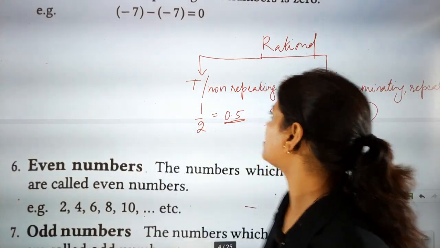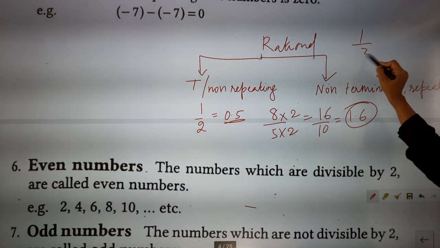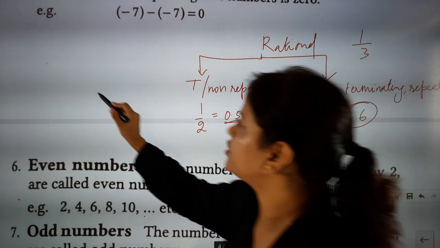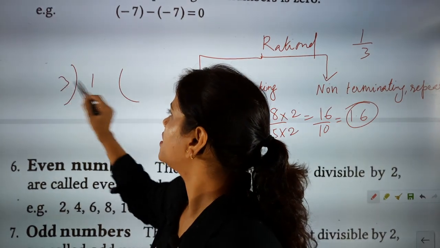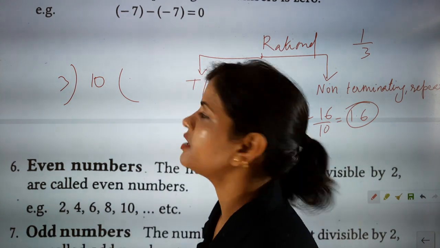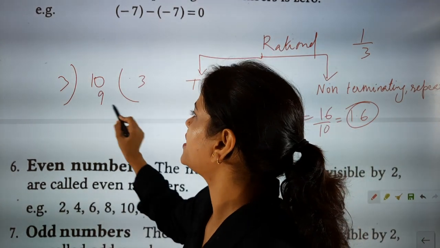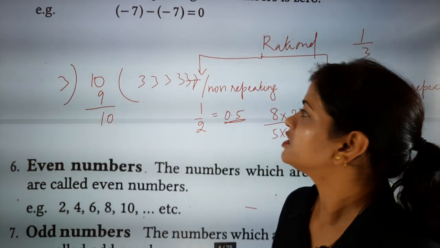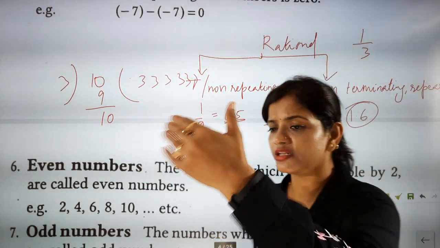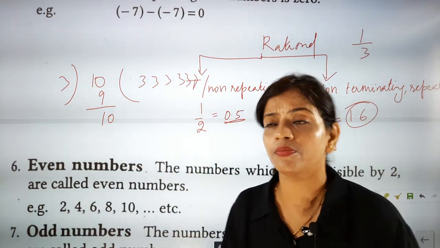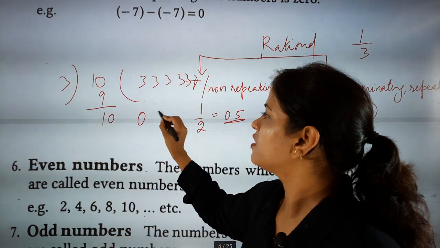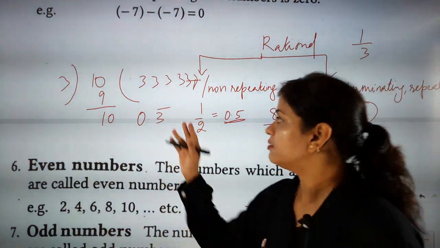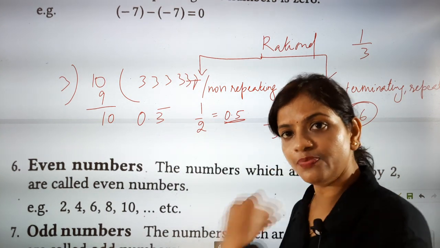But if somebody writes a number like 1 by 3, what are you going to do? 1 and 3. Here put a decimal, it becomes 10. So it comes as 0, then 9, remainder 1, again 10. So it is 0.3333. That means 0.33333333 will keep on coming. So for that, we write 0.3 bar. The bar indicates that the number keeps on repeating.